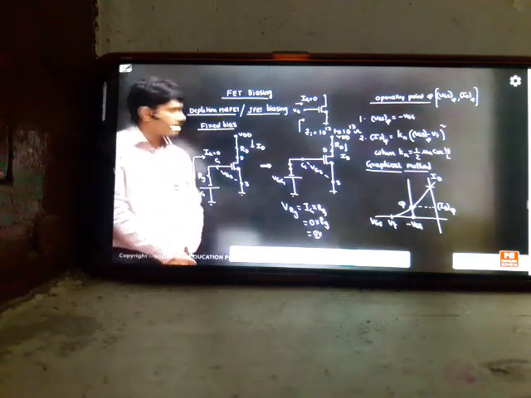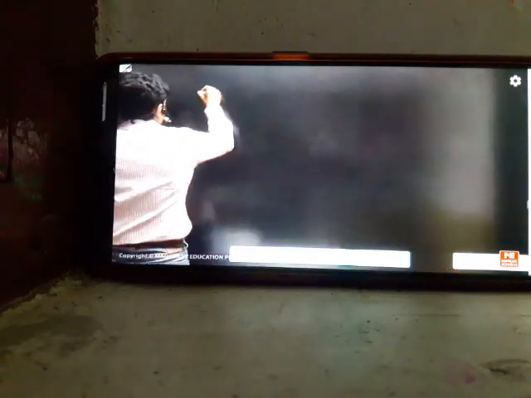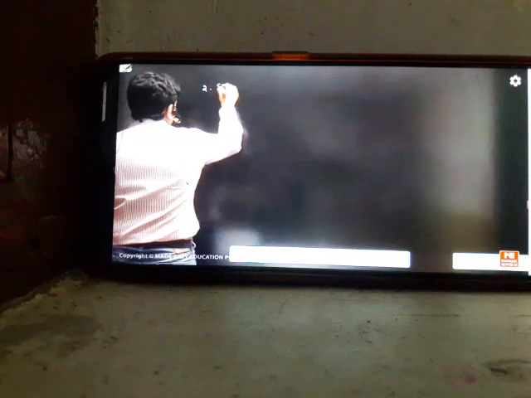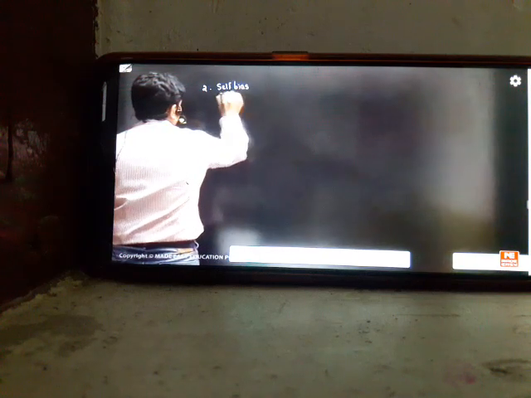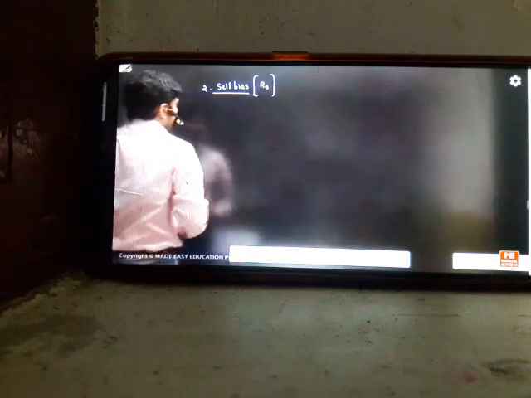Yeah. So let us move to the next circuit, the next concept. That is called the second one, self bias. You already know the meaning: self bias means RE bias in BJT, but here we are doing biasing by RS. Here we consider the source resistance for self biasing.